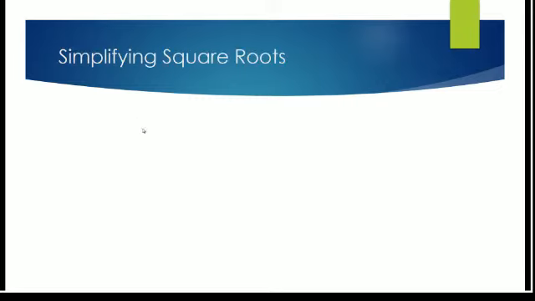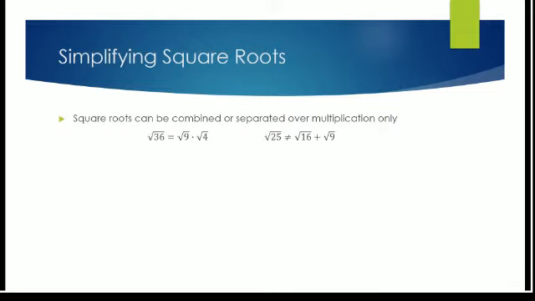So stepping right in here to simplifying square roots, one of the important things to remember about square roots is that you can combine them or separate them over multiplication. That's multiplication only, not over addition. To show you what I mean, 36 is the product of 9 and 4. So we can split the square root of 36 into the square root of 9 times the square root of 4. But we cannot split, for example, the square root of 25 into the square root of 16 and the square root of 9 by addition.